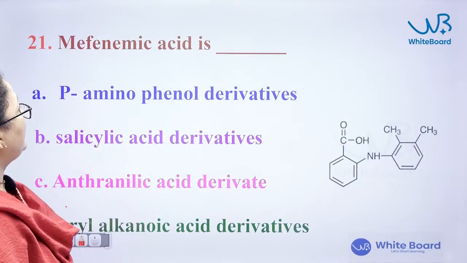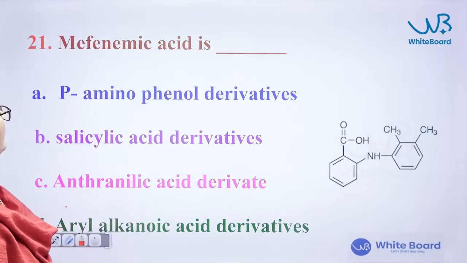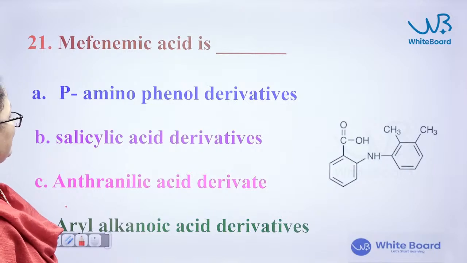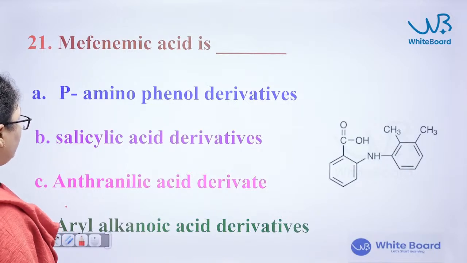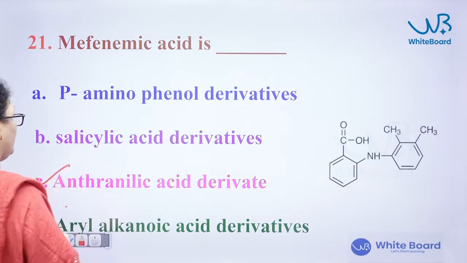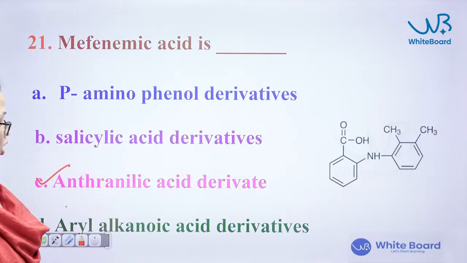Next one, mefenamic acid is para-aminophenol derivatives, no. Salicylic acid derivatives, no. Anthranilic acid derivatives, yes. Okay, so the correct option is C option.